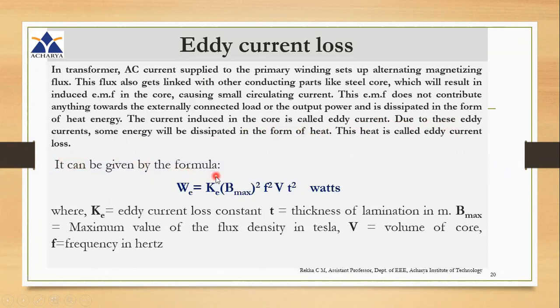It is given by the formula WE equal to KE into B max square F square V into T square, where Ke is the eddy current loss constant, T is the thickness of lamination in meter, B max is the maximum value of flux density in Tesla, V is the volume of the core, F is the frequency in Hertz.